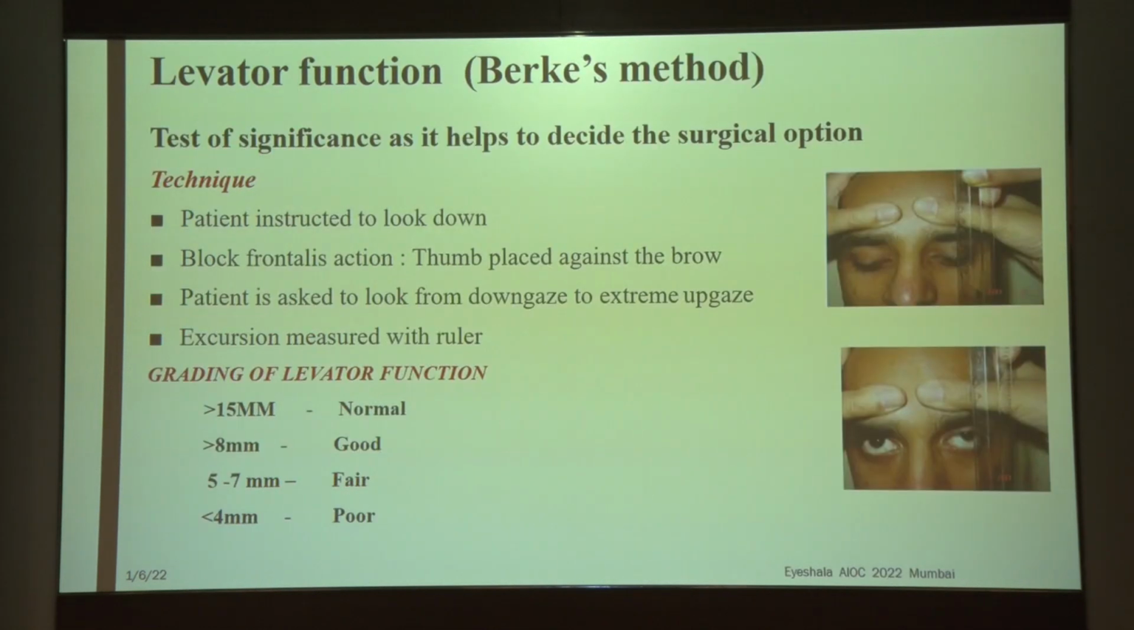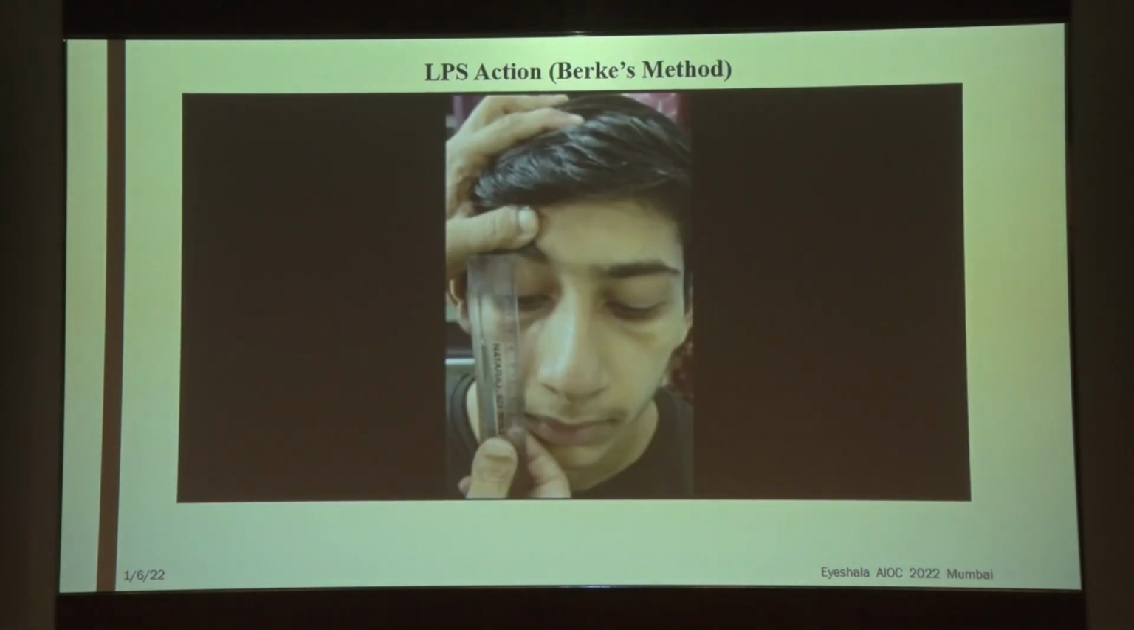Now coming to the levator function, as I told you, it is a very important test. The patient is instructed to look down, block the frontalis action with the thumb, and ask the patient to go from extreme down gaze to up gaze, and you grade: 15 is normal, more than 8 is good, 5 to 7 fair, and less than 4 is poor. I'll just show you the method of measuring LPS.